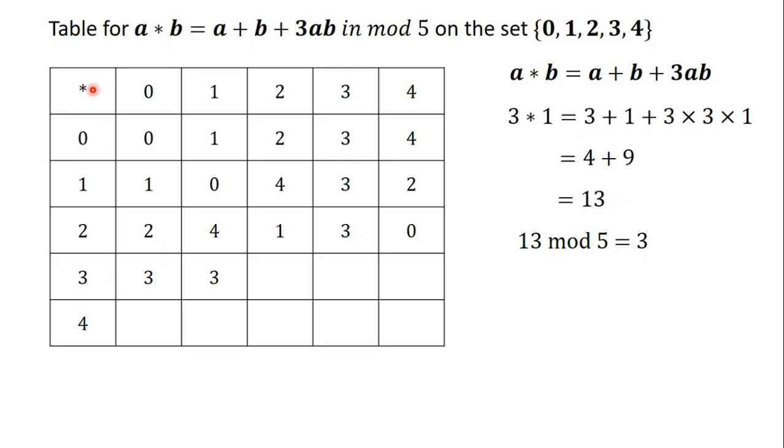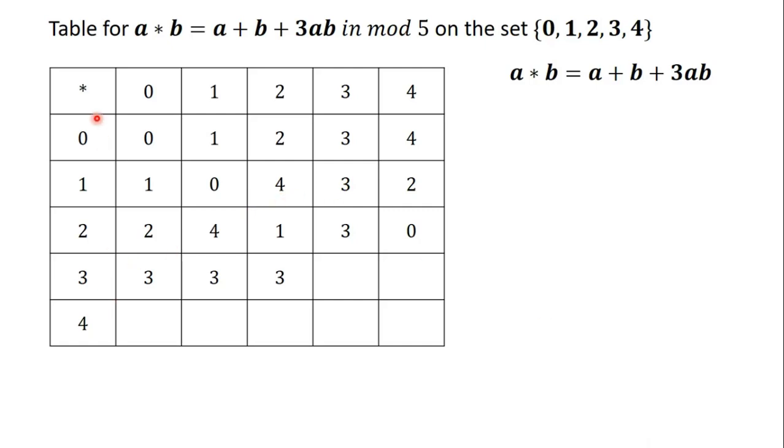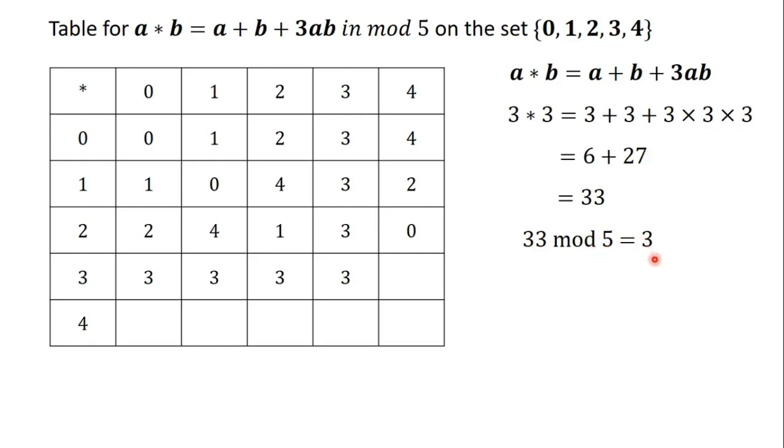The next one is 3 star 2. 3 star 2 is equal to 3 plus 2 plus 3 times 3 times 2. And it will give us 5 plus 18. 5 plus 18 is 23. 23 mod 5 is 3. The next one is 3 star 3. 3 star 3 will give us 3 plus 3 plus 3 times 3 times 3. 3 plus 3 will give us 6. 3 times 3 times 3 will give us 27. 6 plus 27 is 33. 33 mod 5 is 3.